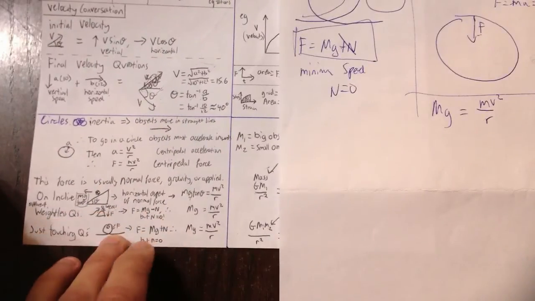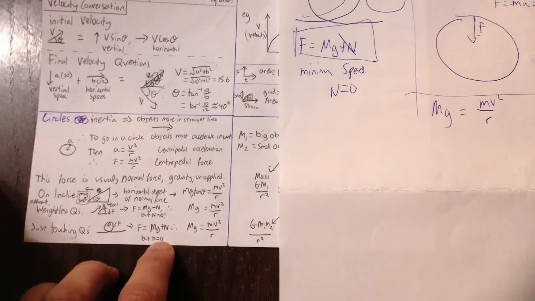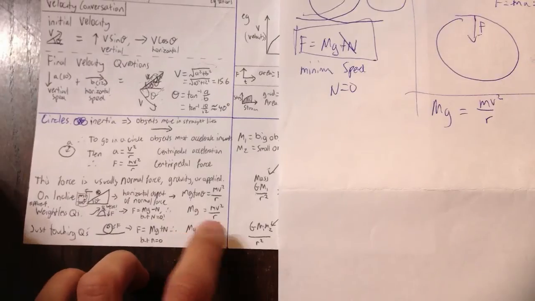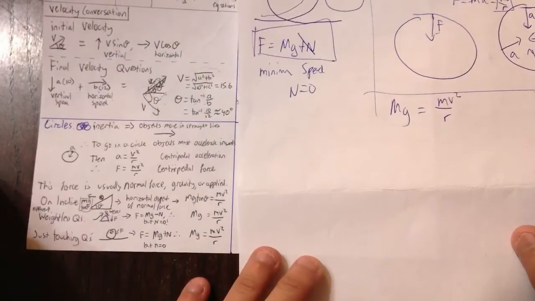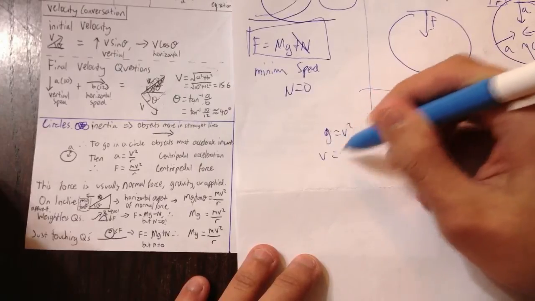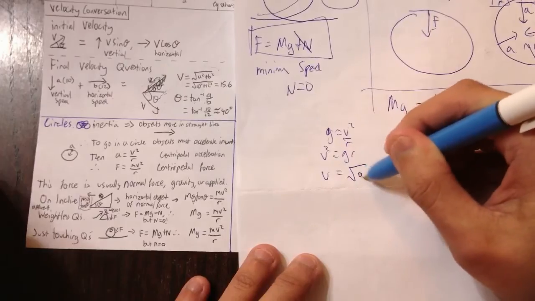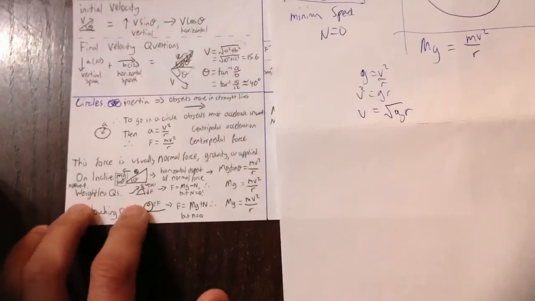And so I did it down here. If we're going around a loop-the-loop, force equals mg plus N, but N equals 0. Crazy. Therefore mg equals mv squared on R, and we can solve that. We can cancel the m's, we get g equals v squared on R, v squared equals gR, therefore v equals the square root of gR. But I'll let you do that on your own.